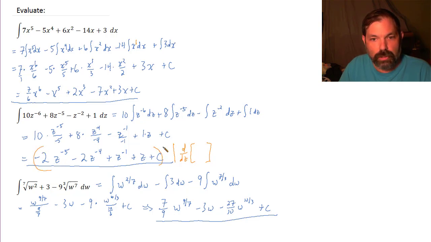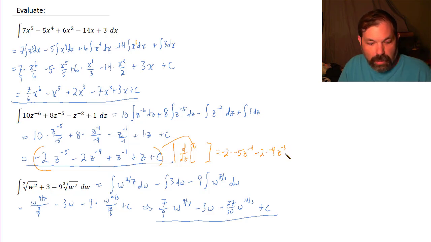Of this expression. And so then I would have -2 times -5z to the -4th minus 2 times -4z to the -3rd. Oops, -5th. I did my subtraction wrong there. Oh, I did my subtraction wrong on both of them. That's no good.